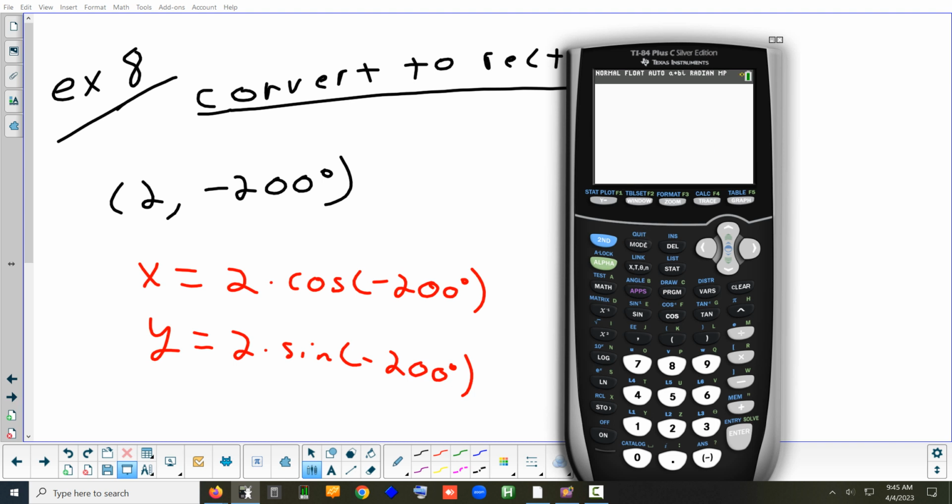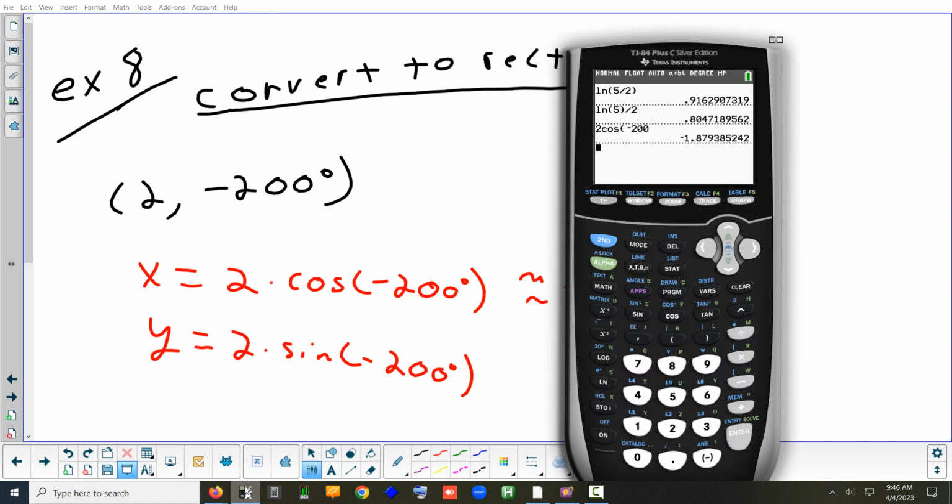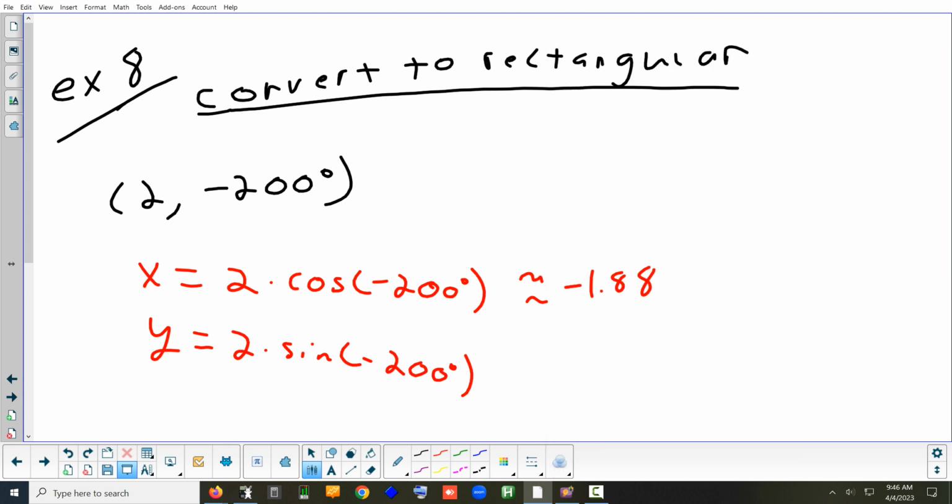So now it matters what mode I'm in, because I'm doing an angle. This particular problem I know is in degrees, because of the degree symbol. Type in 2 cosine negative 200. So negative 1.88. So the x value is negative 1.88. And now I need the height of the triangle. That's my vertical. And that's the y value. 2 sine negative 200. 0.68.